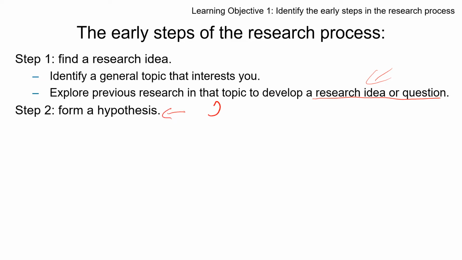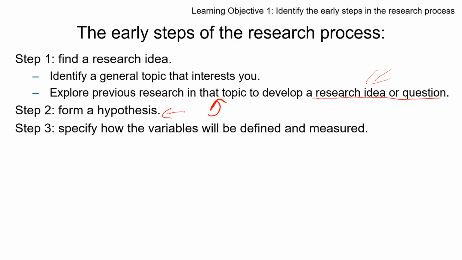We form this hypothesis based on the general idea and then the literature review that you do to look up what's already out there on that topic. A hypothesis, we'll talk about these later, but a hypothesis is very specific. So this is something you'll come up with in a lab, is basically a very specific research hypothesis. Then you're going to specify how the variables will be defined and measured. So this is essentially the first step of your methods of your paper.